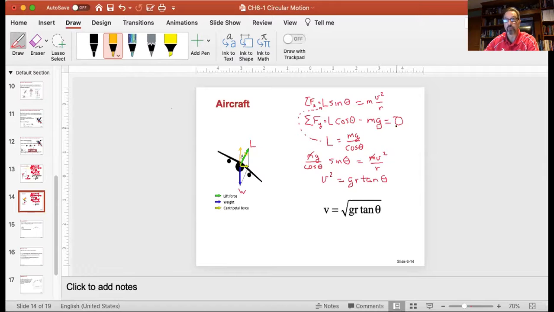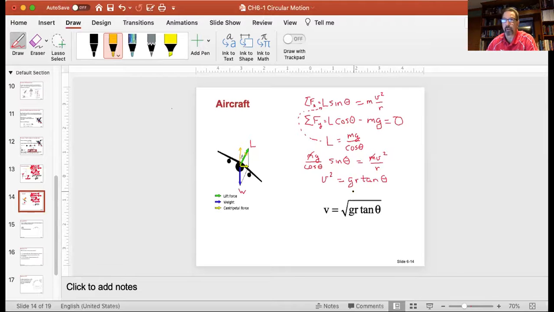If the plane isn't ascending or descending, if it's staying at a constant altitude, the sum of those forces is 0. And that's the pilot's job to make sure that happens. So you can, again, solve for the lift from the y component, plug it into the x component, cancel the mass, and oddly enough, you get exactly the same equation for what the speed of the aircraft must be.